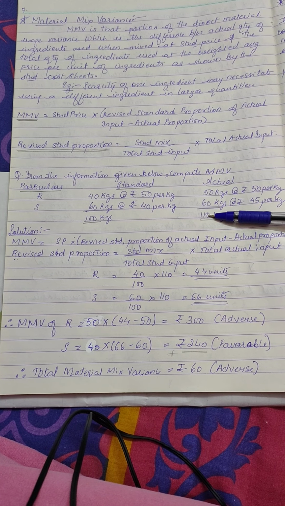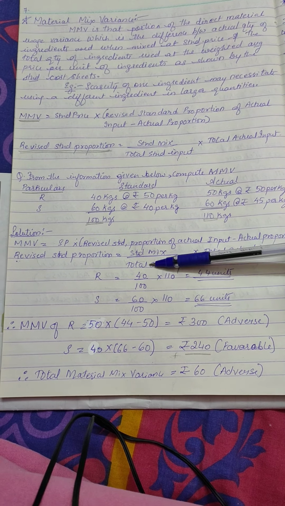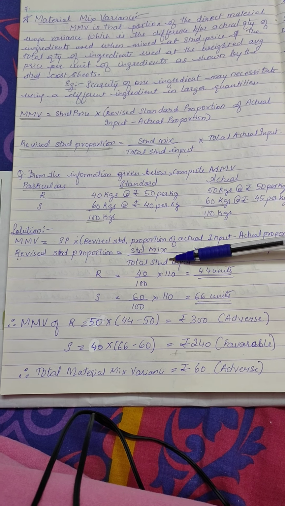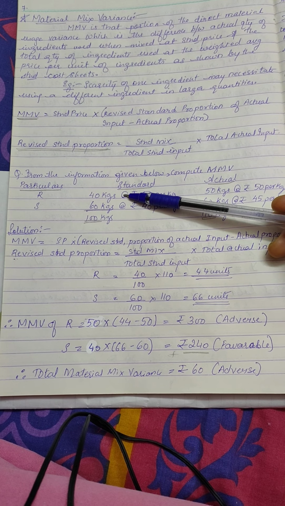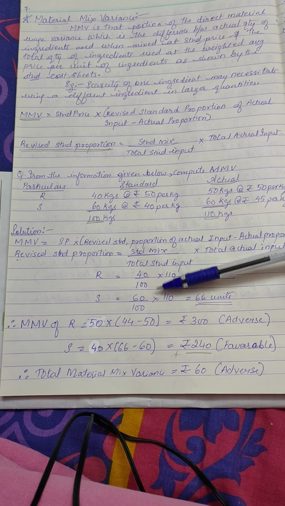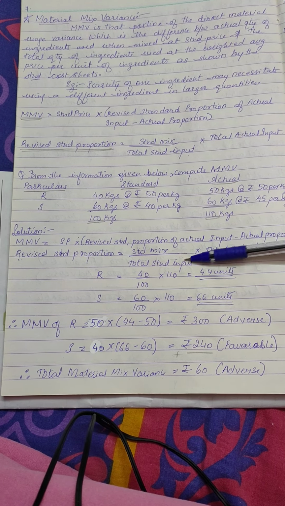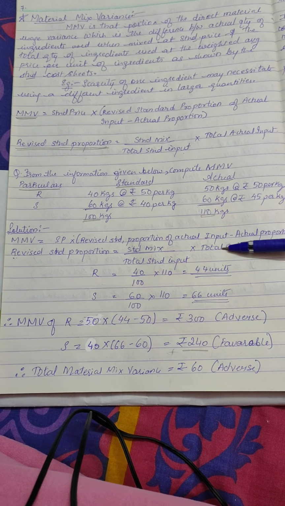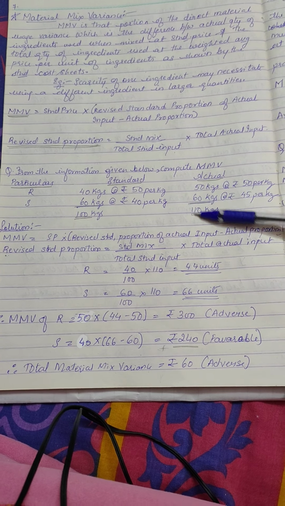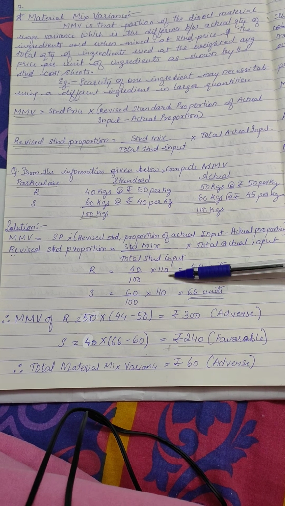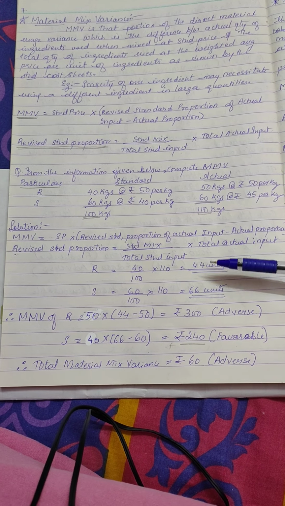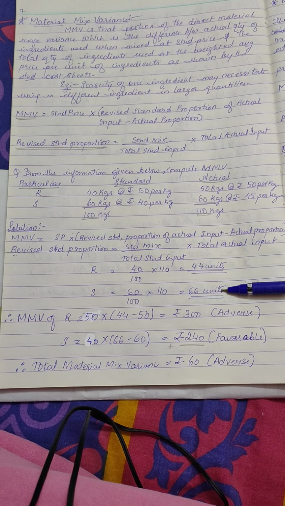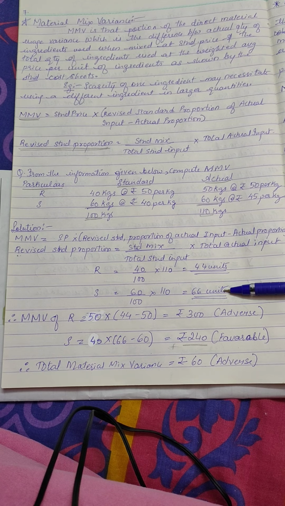Hope everyone is clear with the equation. I'll repeat. Revised standard proportion is the standard mix of one product, suppose I take product R, that is 40, divided by total standard input, 100 kg, into total actual input, 110. That is how I am going to calculate. I get the revised standard proportion of R as 44 units and S as 66 units. Now from this I can calculate the material mix variance.